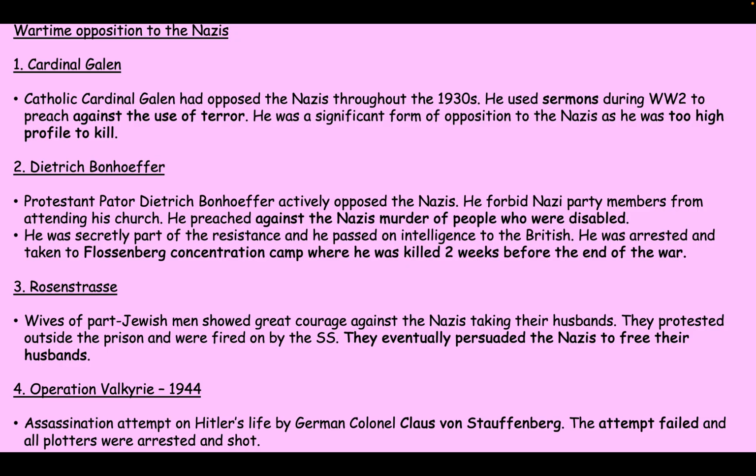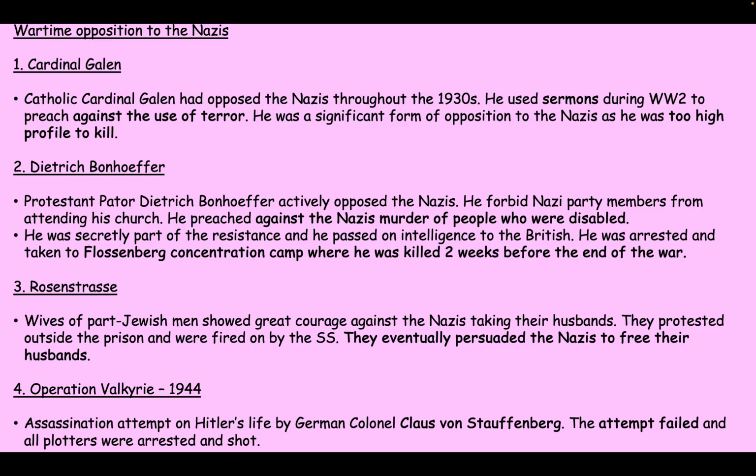Now, people who opposed the Nazis during the war, we've got four key elements here. The first person who opposes them is Cardinal Galen, and we've talked previously about Cardinal Galen. He opposes the Nazis throughout the 1930s. He uses his sermons during World War II to continue to preach against their use of terror and also against their racial policy.